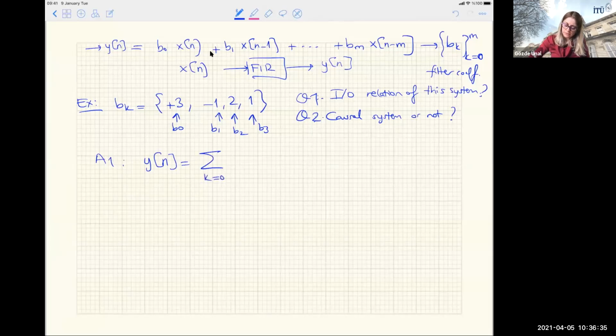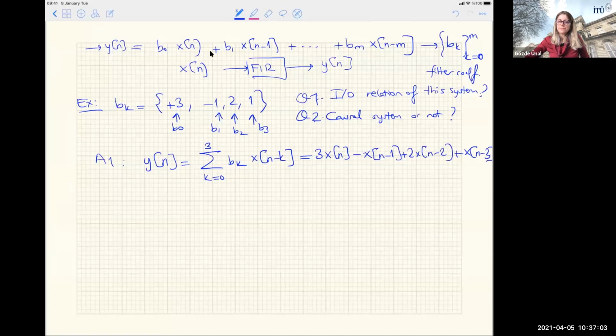It's really going through n minus k, k from 0 to 3, right? And this is really equal to b_k, for instance 3 x of n, minus x of n minus 1, plus 2 x of n minus 2, plus x of n minus 3. Okay? So this is the input-output relation of this system.